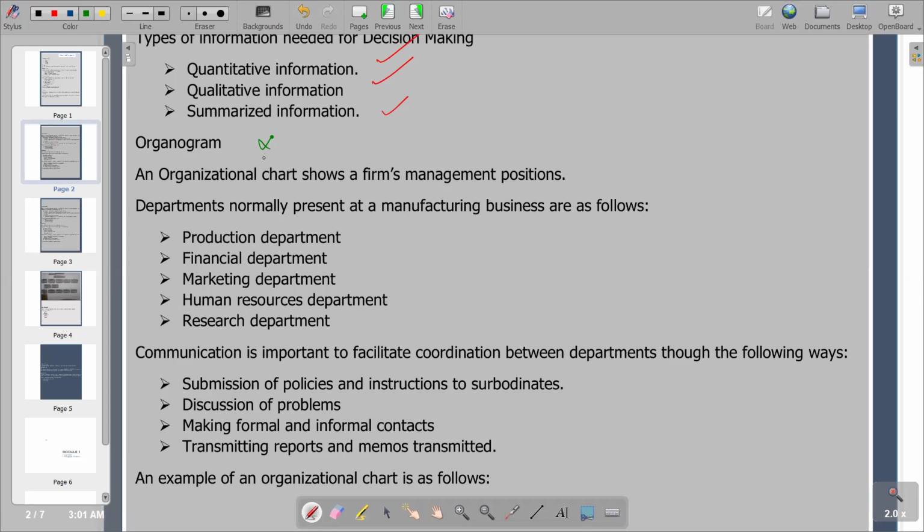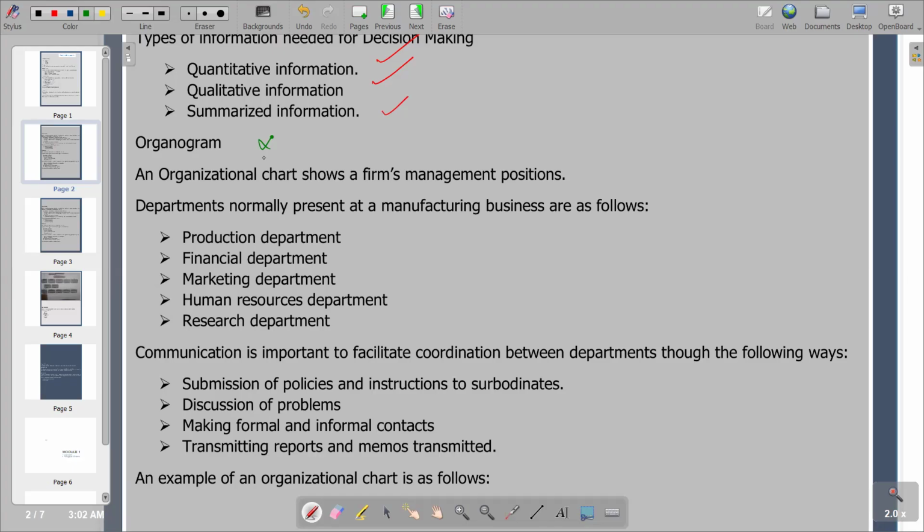Also, it shows the relationships and reporting hierarchy. Who should you report to? Who reports to you is shown on the organogram. So you see that it is very important in the operations of the business. Thereby, it helps to clarify employees' roles and responsibilities. Also, you can deduce your roles and responsibilities by merely looking at the organizational chart.